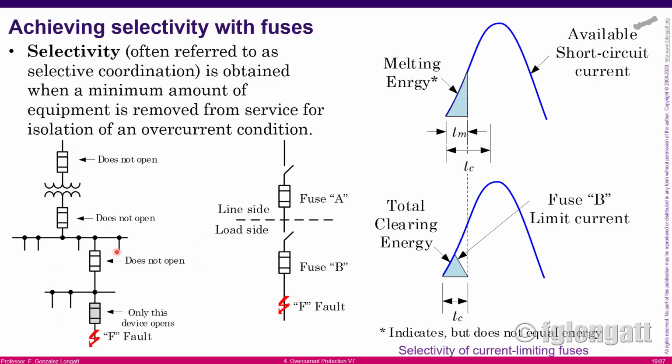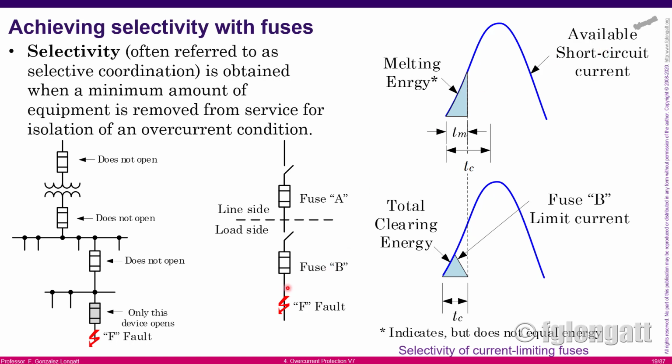For a moment, I will focus on those two fuses. Let me call the upstream fuse A, and the downstream fuse B, and here we have the fault F. We can call this fuse the line side, and this one the load side. On the right-hand side is the plot for the short circuit current in blue, and this is the characteristic happening at fuse B, and on the top for fuse A.